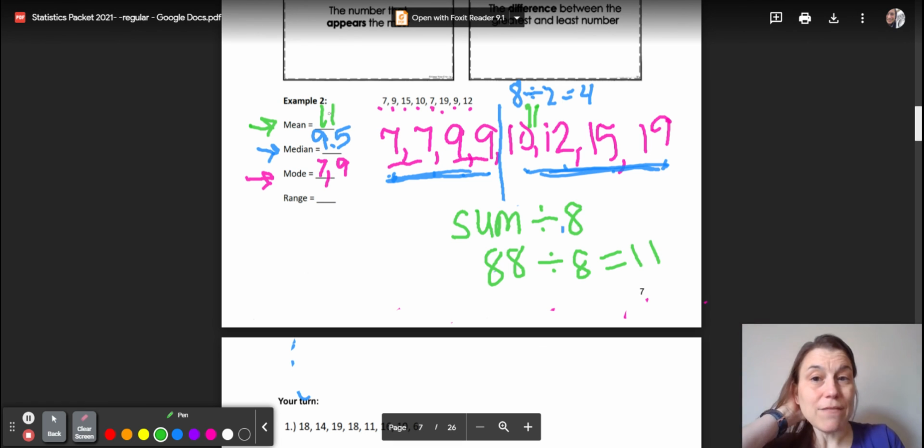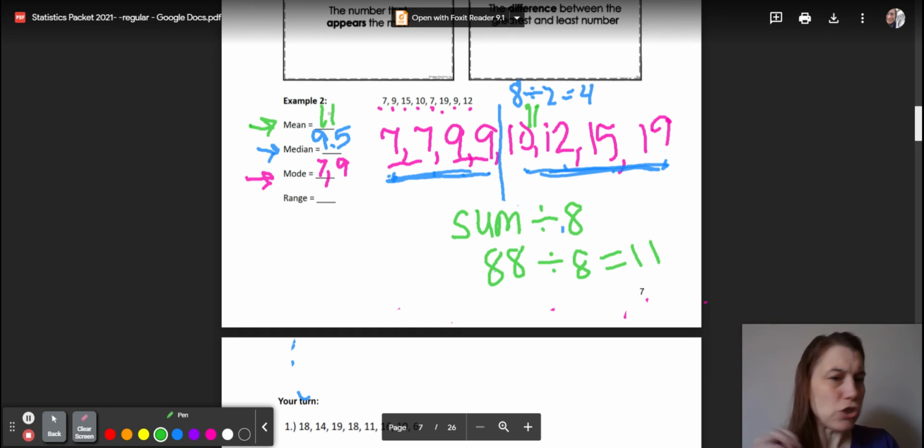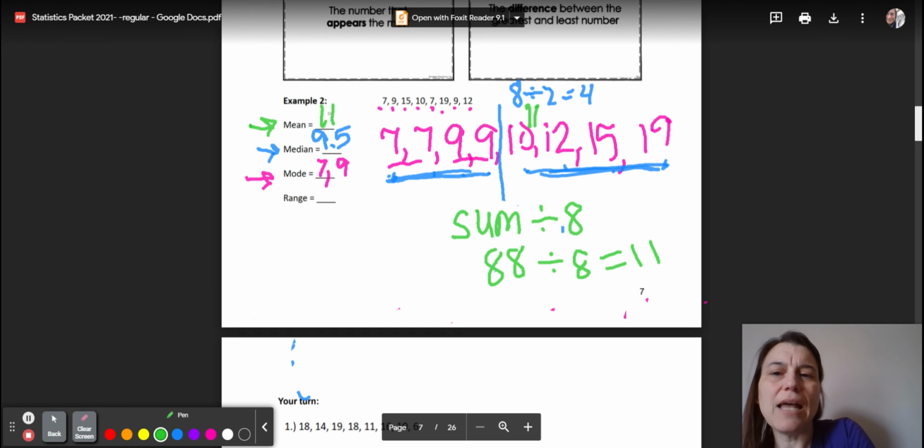So if I look at the average and I find the median, it would be 9.5. If I wanted the technical average, it's 11. And the mode is 7 and 9. So I have now analyzed the data. Now, from there, you can make inferences. We're not making inferences today. We're just calculating. And then we have the range.